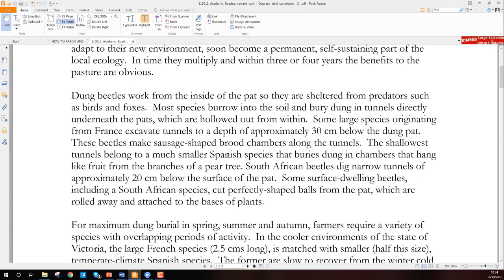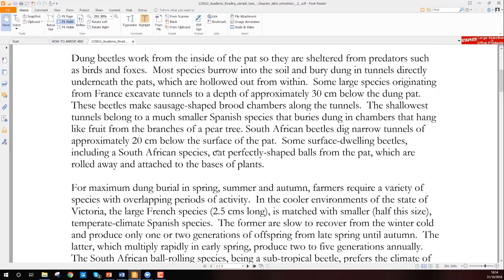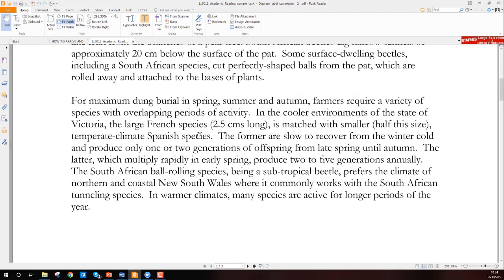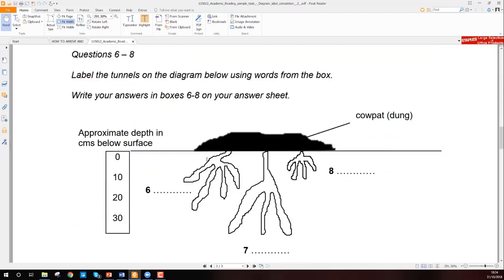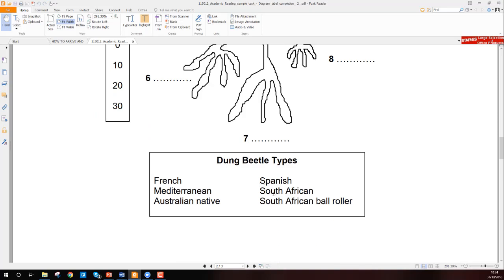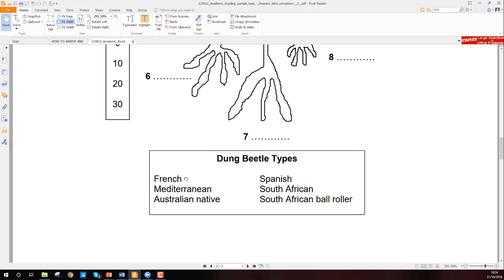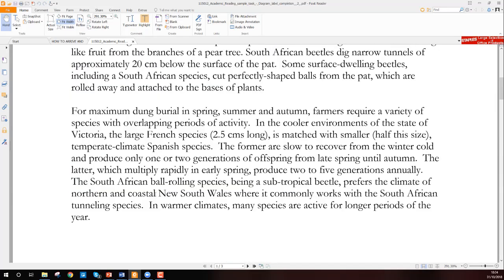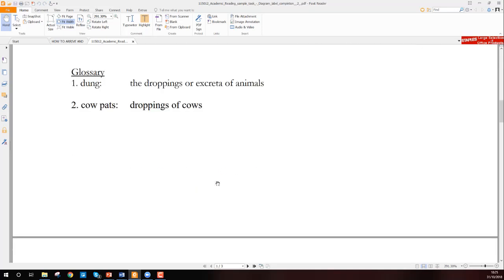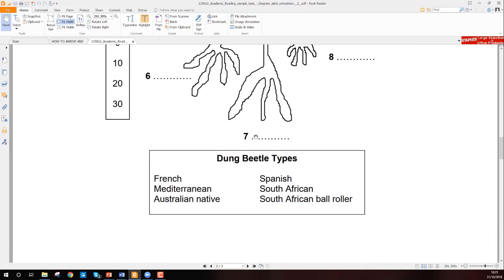If you couldn't find the answer, you have two options. All right, so you can try and find the answer for 10 minutes, and that means you're going to get all of your other questions wrong. Or what you could do is go down here. You can take South African ball roller out. You've already dealt with them. French, you could take that one out. Then you could look for Spanish, Mediterranean, Australian. Have a quick look for those, see if it says anything, and then guess what it is and move on. Don't waste your time on something that is very, very, very difficult. You're not going to get all of them correct.